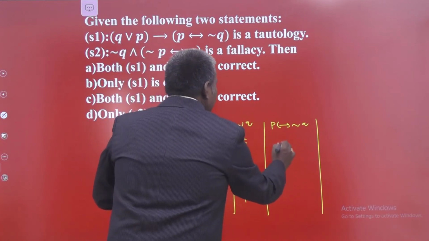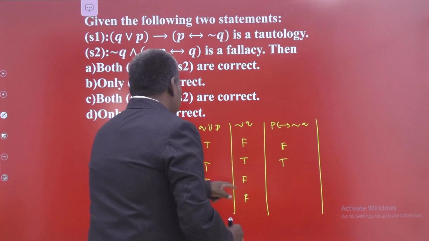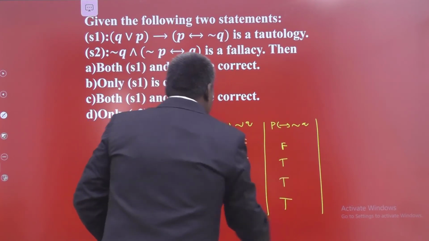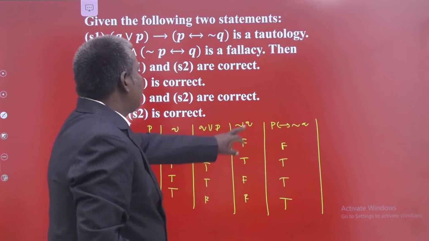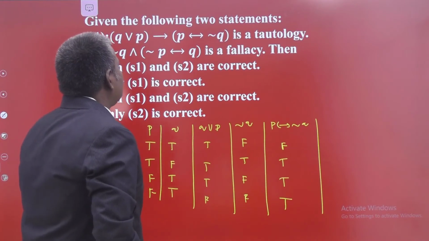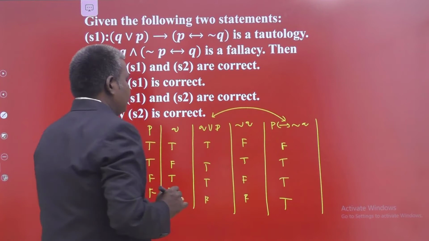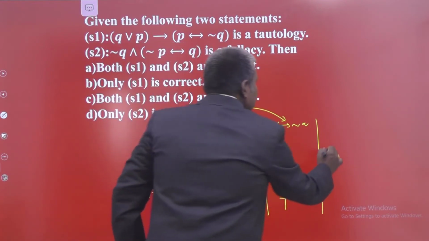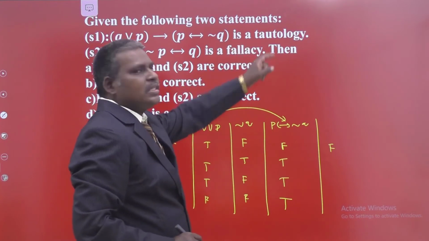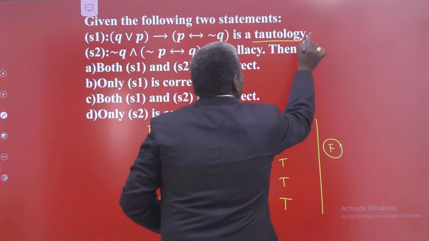True implies false, false. True implies true, true. False implies false, this is true. False implies false, this is also true. Understand? Next, what you have to write? (Q ∨ P) → (P ↔ ¬Q). For this, we write the if condition. True implies false is false. No need to write the remaining because they are asking whether it is a tautology. The first result is false itself, so this is wrong.